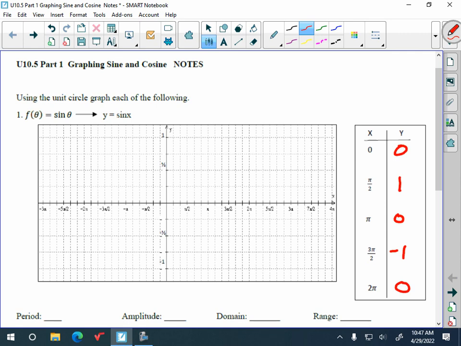All right, so now we can plot those points. So 0, 0. Pi over 2, 1 is going to be up here. Pi, 0. 3 pi over 2, negative 1, and then 2 pi, 0. All right, we have these 5 points, and then we can connect them. And so this is what the graph's going to look like.